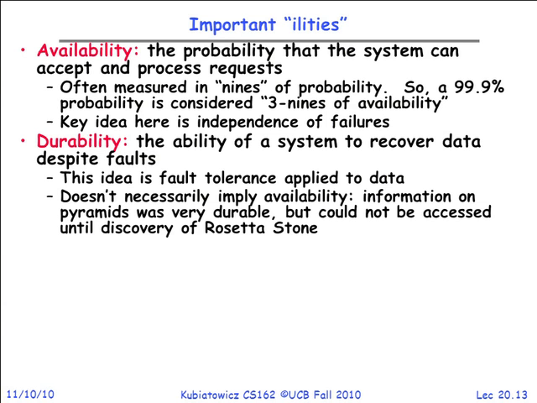But it couldn't be read. In some sense, I made that message up. I don't think there's actually such a message on a pyramid. But messages of similar form were not actually available to anybody until they found the Rosetta Stone and were able to translate them and get them back. Does everybody see the distinction there? The data was durable. It wasn't lost. It just wasn't accessible.